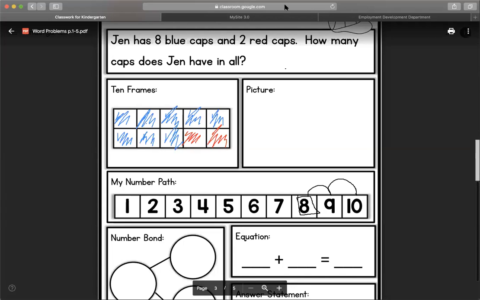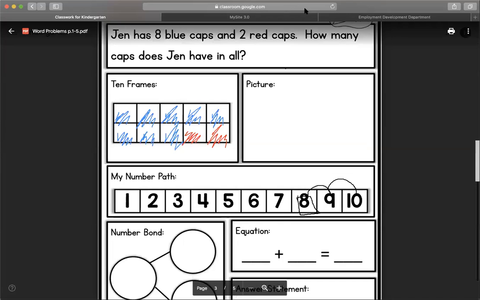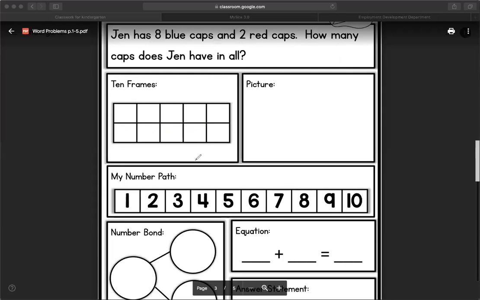Then can you tell us what you put in your number bond? Red and a blue. I put first 8 and then 2 and then I put 10 in the middle. So you put the 10 in the middle, yes. And then you broke apart the numbers. So you said you put 8 on the top and 2 on the bottom.